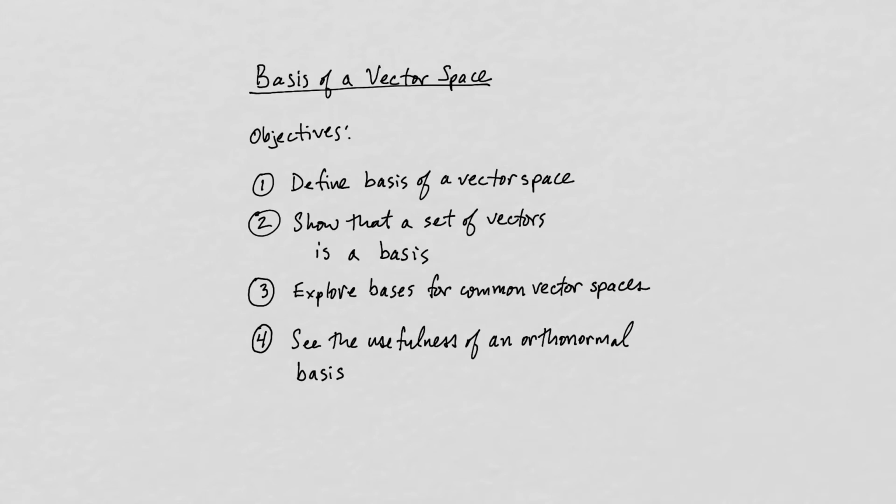This video is about a basis for a vector space. We've got four objectives. First, we're going to define what a basis is. Then, given a set of vectors, we're going to show whether that set is a basis or not.